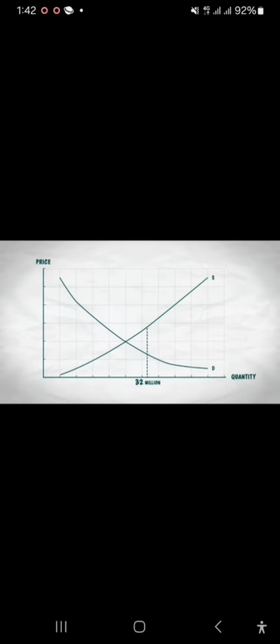What about if the market quantity was more than the equilibrium quantity? Say here, at 40 million barrels of oil per day. Notice now that suppliers are willing to sell that last barrel of oil, the 40 millionth barrel, for $40. That means they require at least $40 to stay in business and cover their costs from producing that barrel of oil.